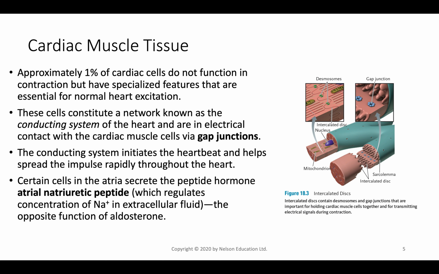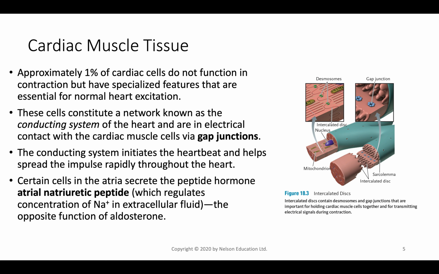They're involved in the conducting system, and they're going to be basically the electrical cells. Again, they talk via these gap junctions. And this conducting system is what's going to initiate the lub and the dub. So it's going to keep the heartbeat on rhythm, and it's also going to spread that impulse very quickly throughout the rest of the cells.